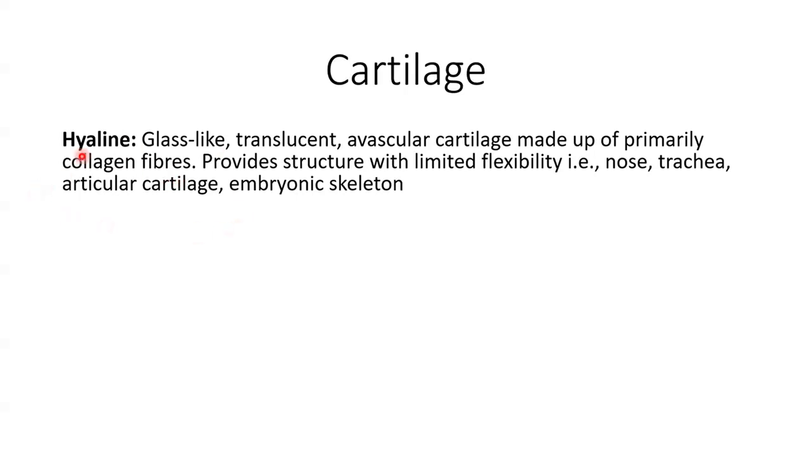The articular cartilage, that's the cartilage at the end of the bones that I talked about when I said, did you ever give your dog a marrow bone? It's that smooth cartilage. And then also the embryonic skeleton. So when we are babies, our skeleton is actually made up of hyaline cartilage before it transfers into bone.